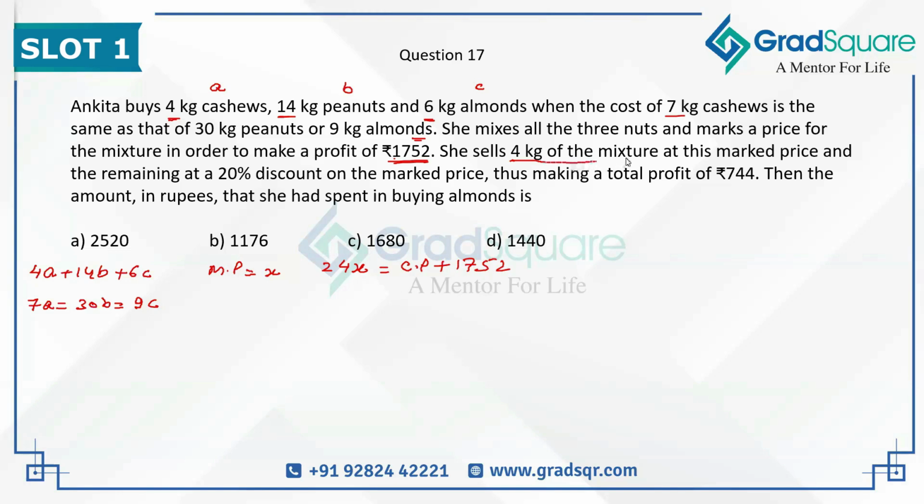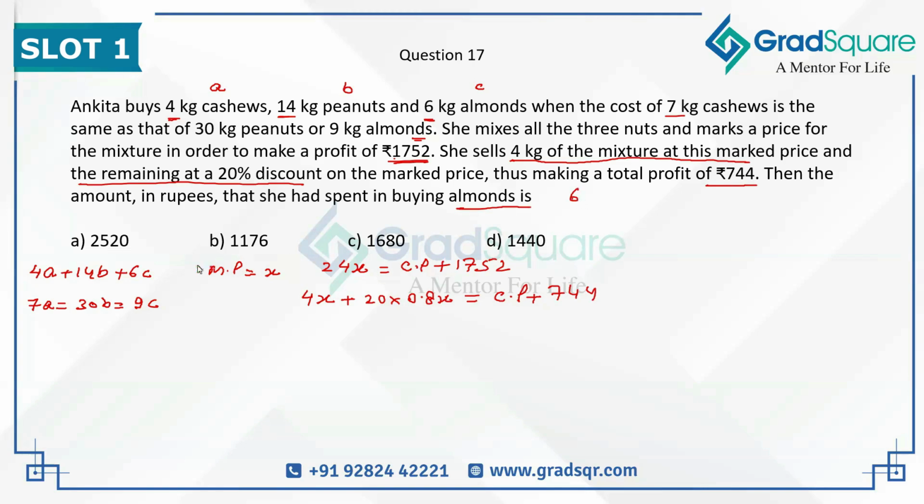She sells 4 kgs of the mixture at this marked price and the remaining at 20 percent discount. If she sells 4 kgs at the marked price, which is 4x in this case, and 20 percent discount for the rest of it, so the rest of it will be 20 kgs and a 20 percent discount will mean what? 0.8x as the selling price. In this case, she's making a total profit of 744. So it should be cost price plus 744. Then the amount in rupees that she spent on buying almonds is how much?